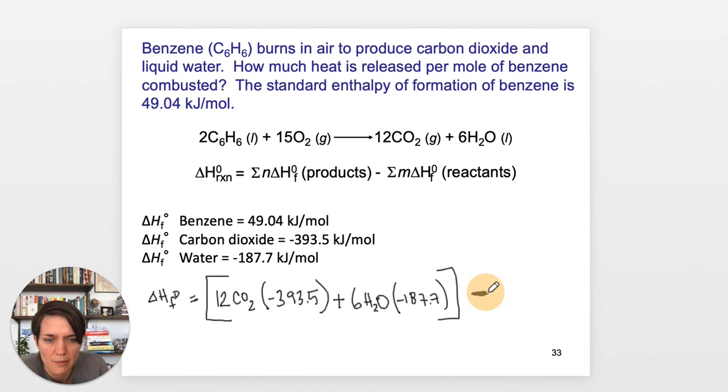And that is looking at benzene. So I have 2 moles of C6H6. I guess for whatever reason I wanted to write the unit on that one, but none of the others. And notice oxygen has no enthalpy change associated with it, so I don't need to add anything to that, right? Because its enthalpy change of formation would be 0.